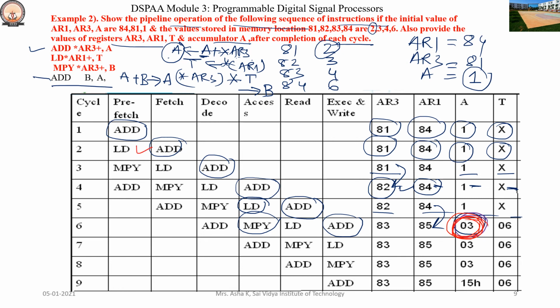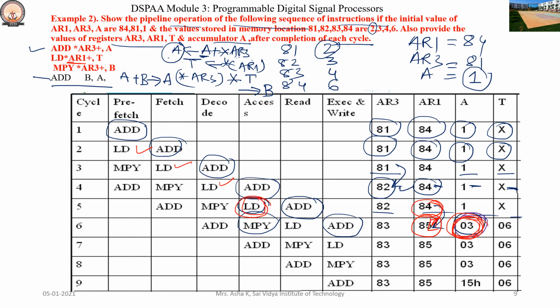Similarly, the load has come to the prefetch phase, fetch phase, and decoding phase. When it appears in the load phase, we are involving star AR1 plus. If you observe, after execution of the load phase, the auxiliary register is changed to 85. The change in the auxiliary register, now it is 85, and here star AR1 plus is copied into the temporary register.